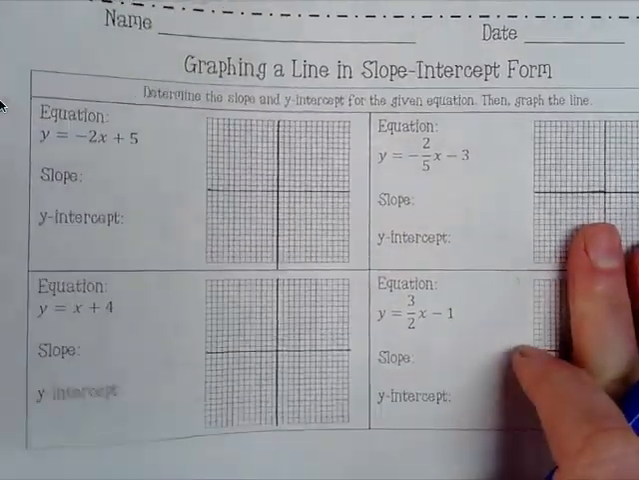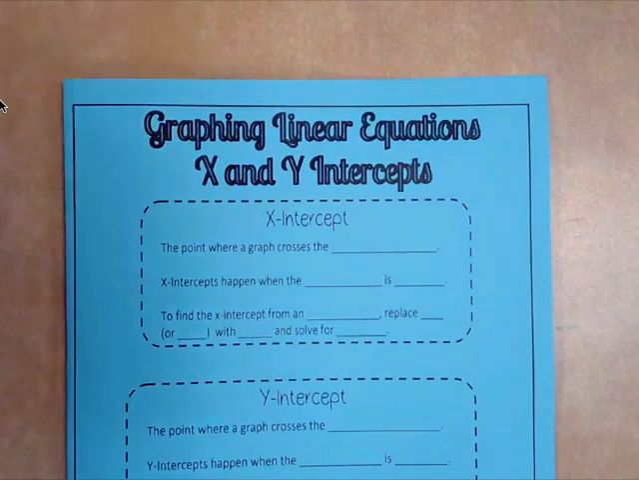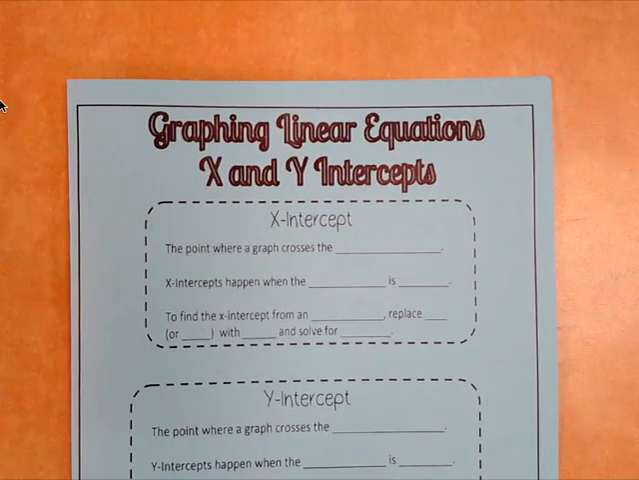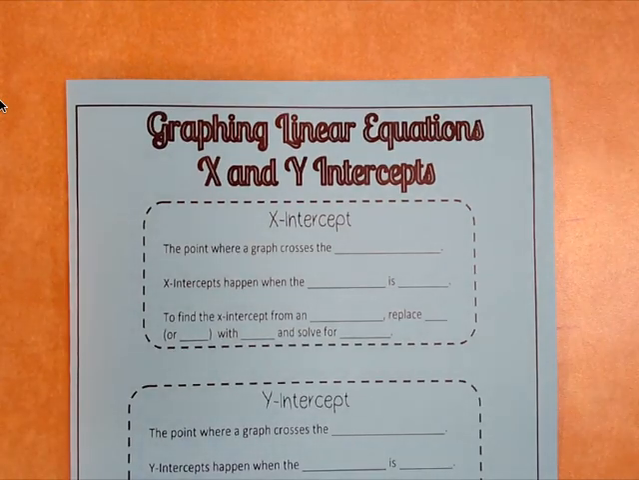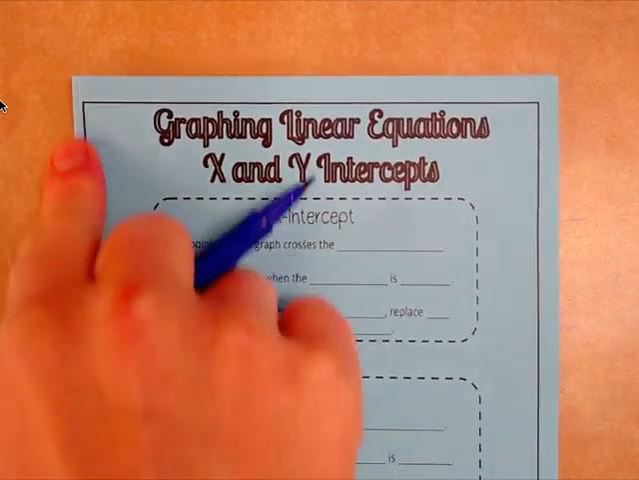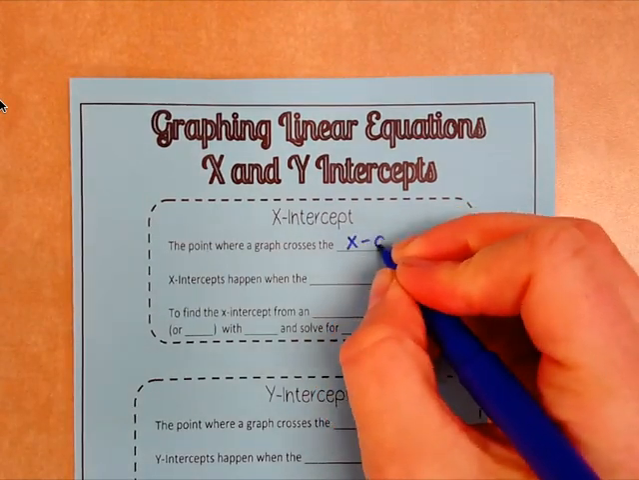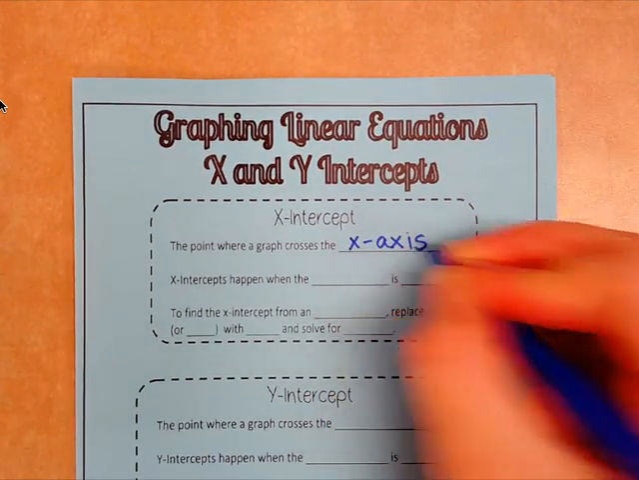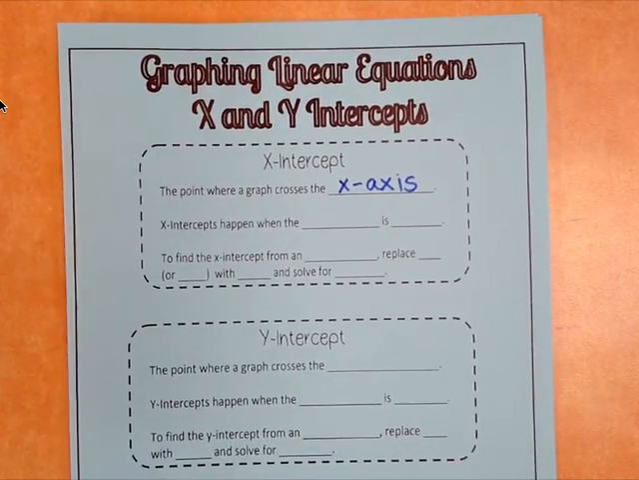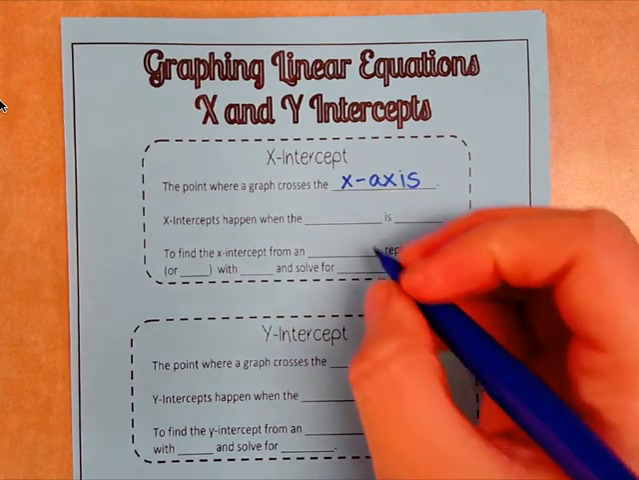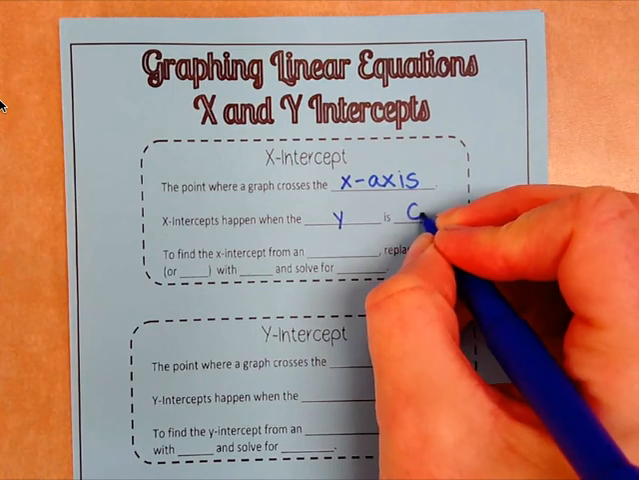All right, so now I want you to just put this to the side, and we are going to learn another method of graphing: graphing using your x and y intercepts. An x-intercept is a point where our graph crosses the x-axis. X-intercepts happen when y is 0.